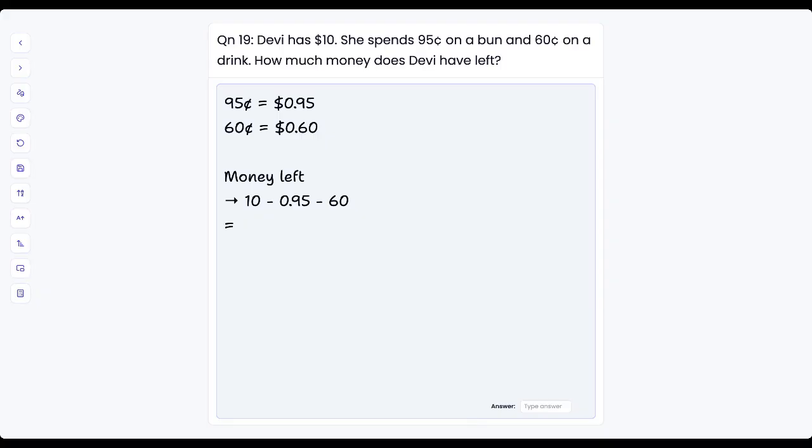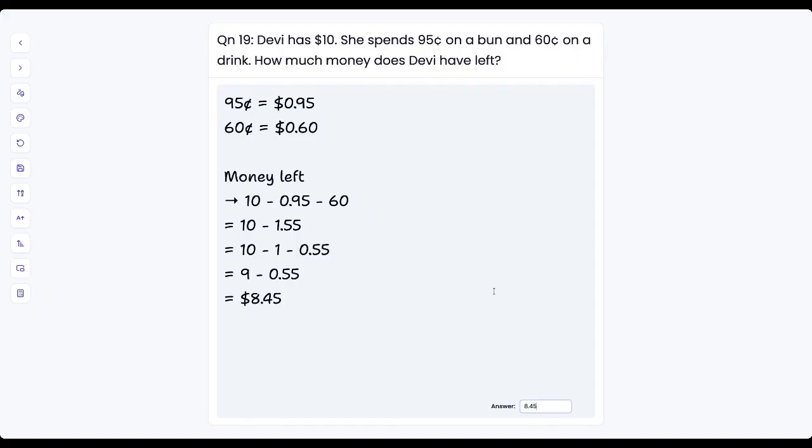Okay, so we can combine 10 minus 1.55, which is equal to 9 minus, or 10 minus 1 minus 0.55. Okay, not big but yeah. Then this will be 9 minus 0.55, which is $8.45 in this case over here. Right, so that's the answer. Okay, let's move on to the next question.